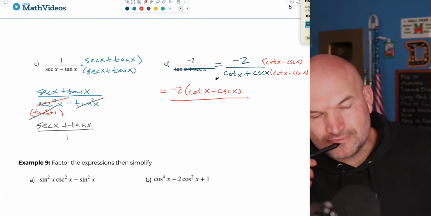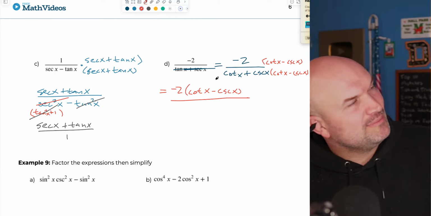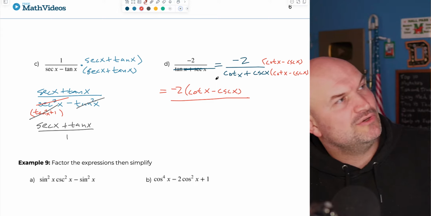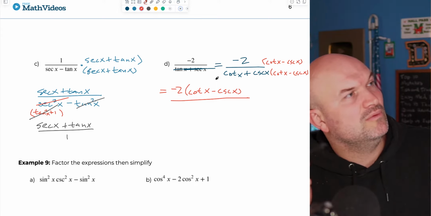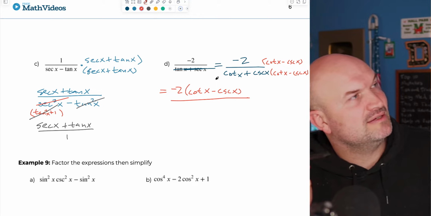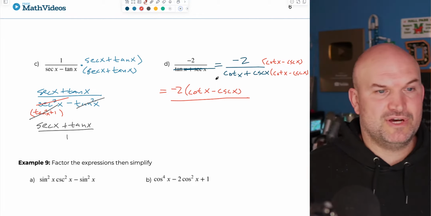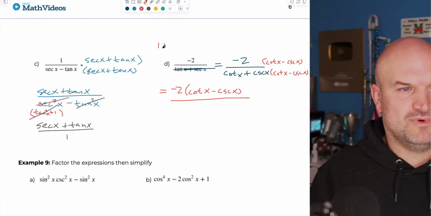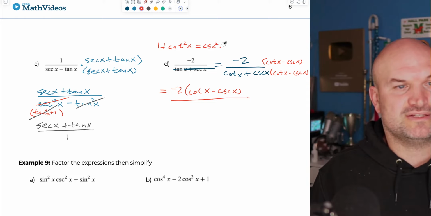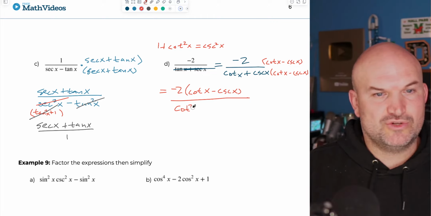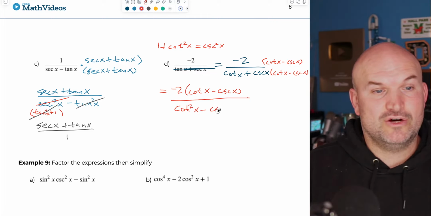All right, so I think 1 plus cotangent squared is equal to cosecant squared. If I have sine squared plus cosine squared and divide by sine squared, that'd be 1 plus cotangent squared is equal to, sine squared over sine squared, cosine squared over sine squared, 1 over sine squared is cosecant squared. So yeah, I just got to remember: 1 plus a cotangent squared of x is equal to a cosecant squared of x. Okay, so then in this case, I'm going to get a cotangent squared of x minus a cosecant squared of x.